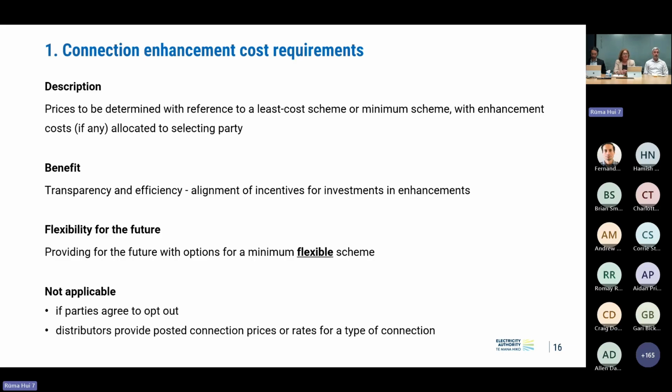Ensuring flexibility is a key strategic priority for the authority. This is because it will lead to better outcomes for consumers in the long term. To future-proof this enhancement cost requirement, we are proposing to distinguish between the minimum scheme and a minimum flexible scheme. A flexible scheme is an alternative design that builds in some form of flexibility that meets the customers' and distributors' requirements at a lower cost. It may be the use of load control or reduced security or firmness in return for a lower cost.